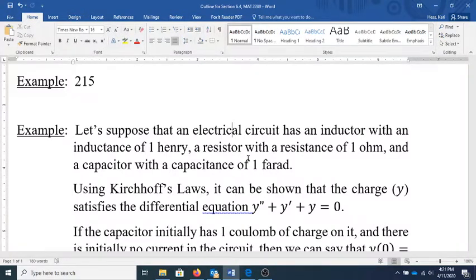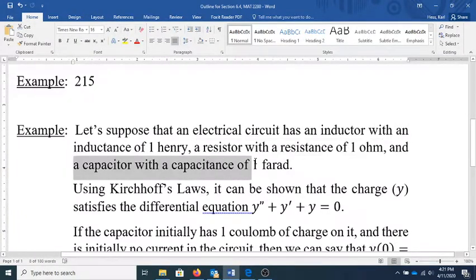So this problem is about an electrical circuit, and we're going to keep the numbers as simple as possible. So we're going to say that this circuit has an inductor with an inductance of 1 Henry, a resistor with a resistance of 1 ohm, and a capacitor with a capacitance of 1 farad.